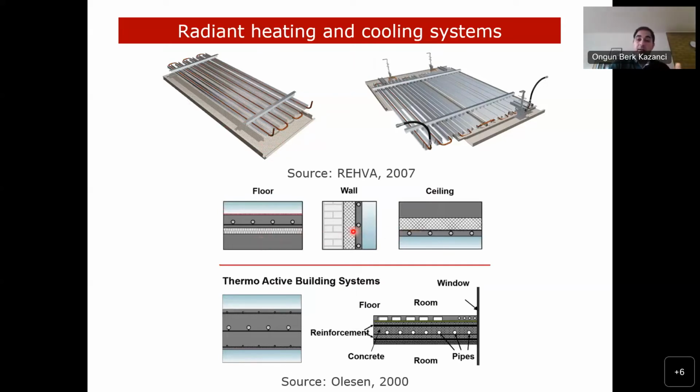As I said, they're embedded in the surfaces, but they're usually isolated or insulated from the actual building structure. And then the last one is the thermoactive building systems, where we have the pipes, here you could see, embedded in the main structure of the building, and usually used in multi-story buildings.